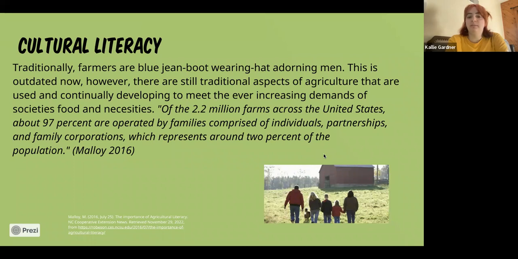A good quote: of the 2.2 million farms across the United States, about 97% are operated by families comprised of individuals, partnerships, and family corporations, which represents around 2% of the entire population. So when you think about it this way, there's 2% of people working to provide for 100% of a country.